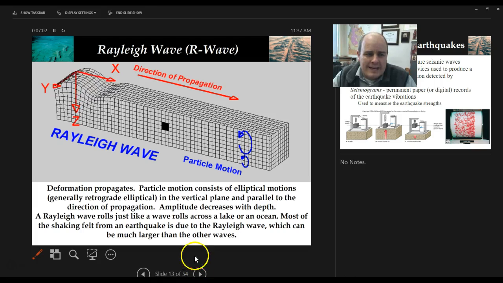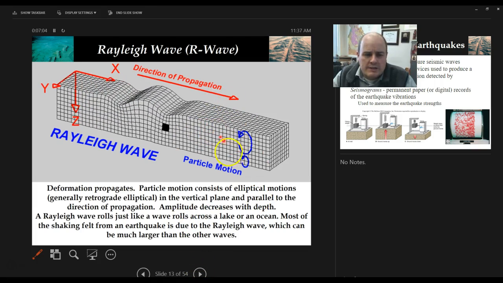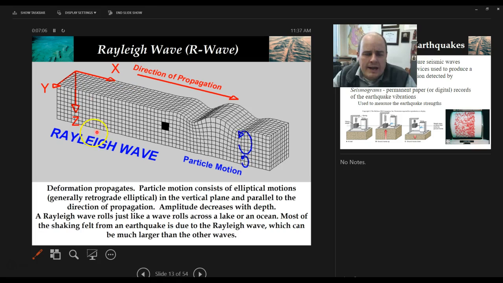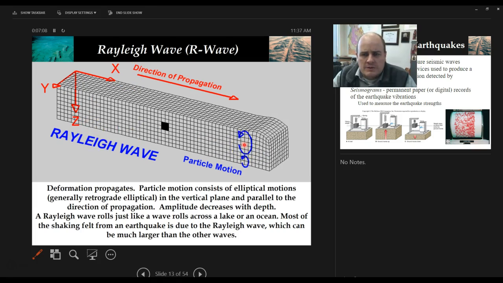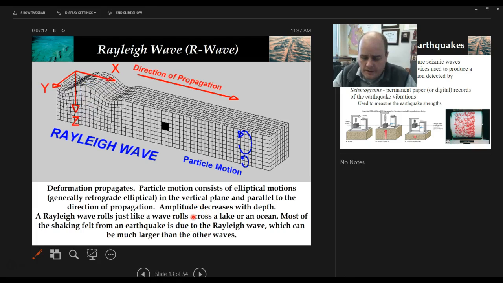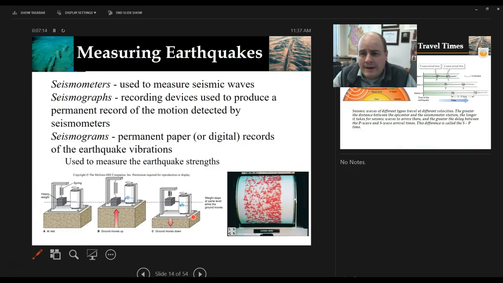Now Rayleigh wave, same way. Notice it's more motion at the top, less motion at the bottom, and these ones are some of the slowest ones out there. They're kind of like the waves of an ocean. Okay, so we measure these waves through what we call a seismometer. And these seismometers are just devices that record shaking of the Earth's surface.